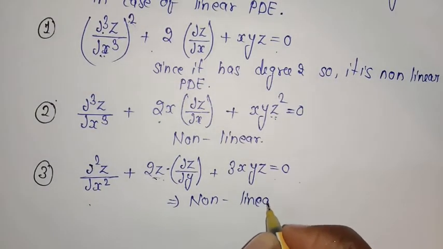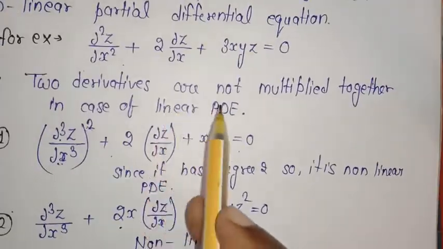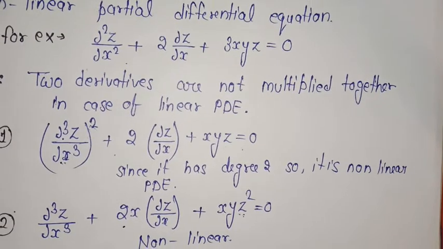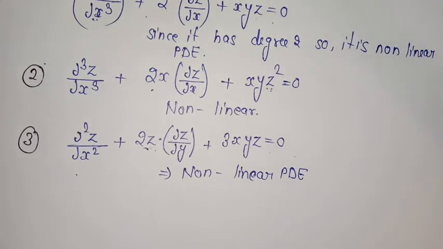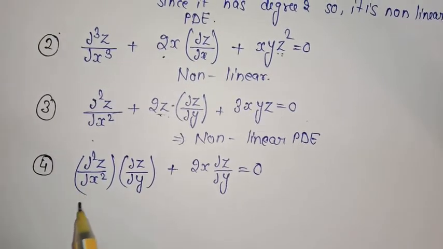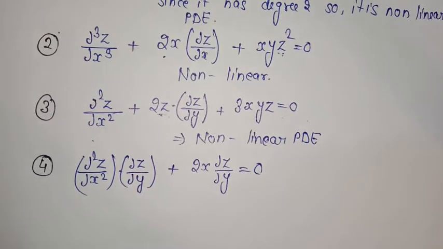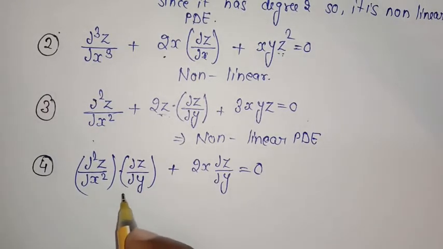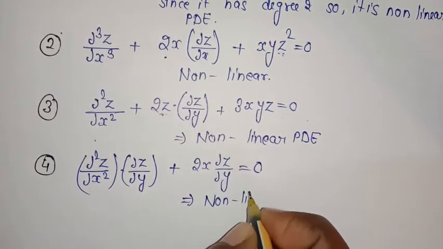Now, according to our note point, two derivatives are also not multiplied together in the case of a linear partial differential equation. So remember, whenever we are given a PDE in which two partial derivatives are multiplied together, we have to understand that this is a non-linear PDE. So this is our last example for the non-linear PDE. Here you can see that this is the product of two partial derivatives. So if the product of derivatives is involved in any PDE, then we call that PDE a non-linear PDE. So this is also an example of a non-linear partial differential equation.